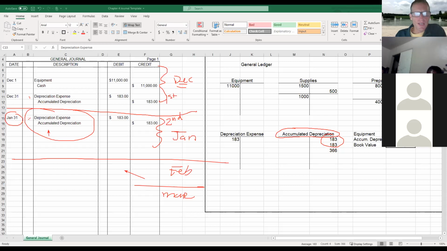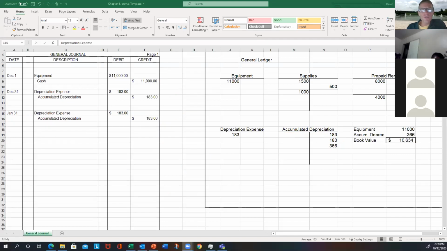So when I type these in, like I did right here, just for illustrative purposes, once you plug it into a system, all these things will be done automatically and posted automatically to your ledger.